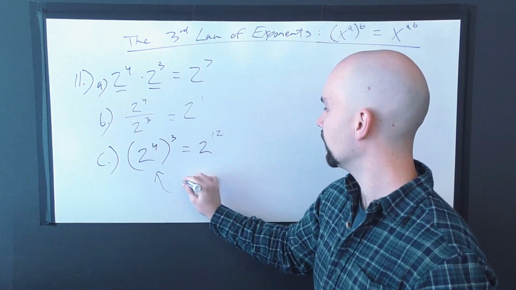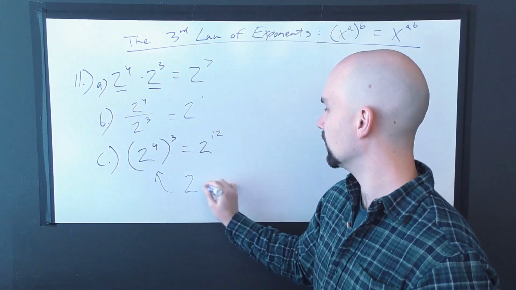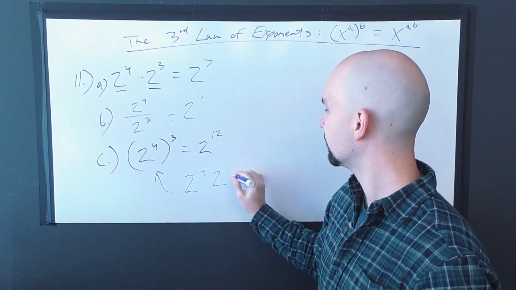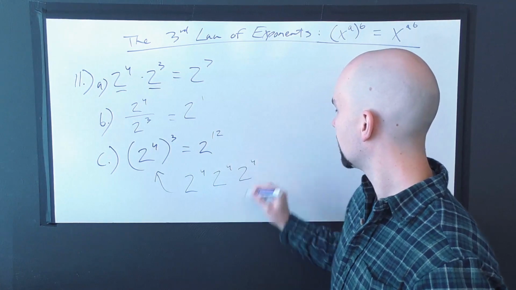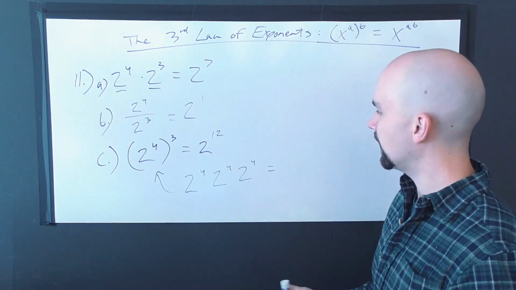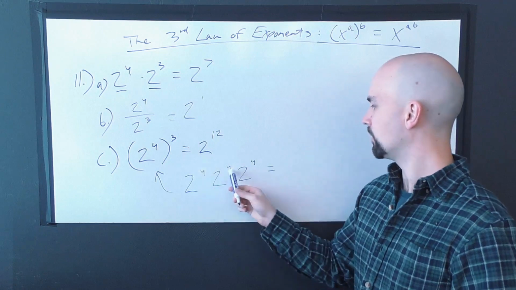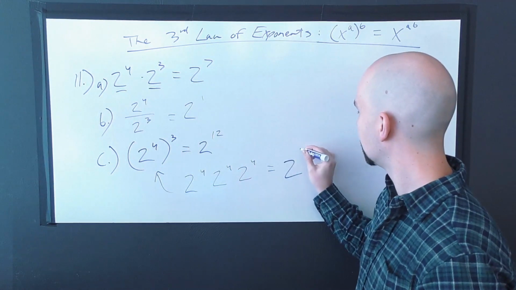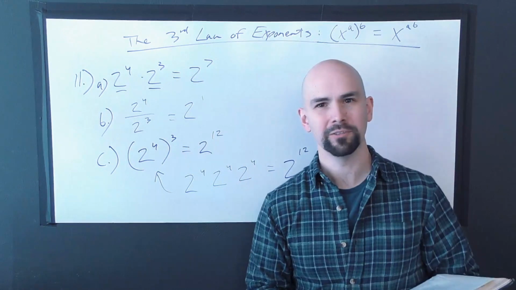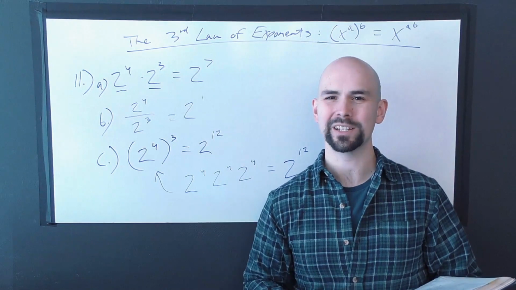And just for the sake of repetition, what's another way of writing all this? 2 to the power of 4 is being cubed, so that means you're multiplying it by itself 3 times. So if I wanted to, I could write it out this way and in a much slower way. 4 plus 4 plus 4 is 12. So I've just used the first law of exponents to prove the third law of exponents.